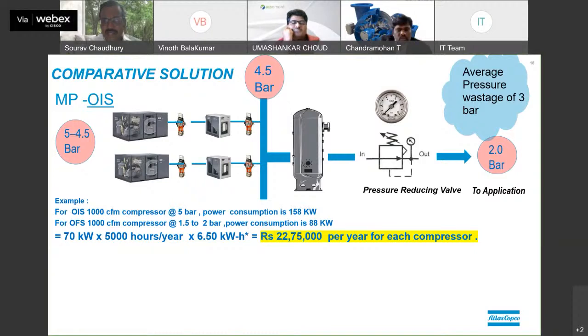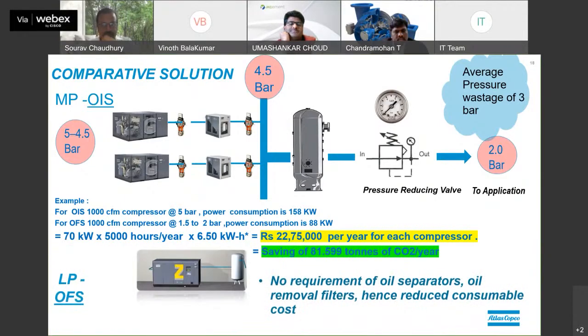So even considering it is 12 hours a day, since this operation is not continuous, and considering 350 days as a working year, roughly around 5,000 operating hours per year, and considering 6.5 as a unit cost, the substantial power saving comes to something close to 23 lakhs per year. If you put it in terms of the carbon footprint, it's something close to 82.5 tons of carbon per year, which is quite substantial.